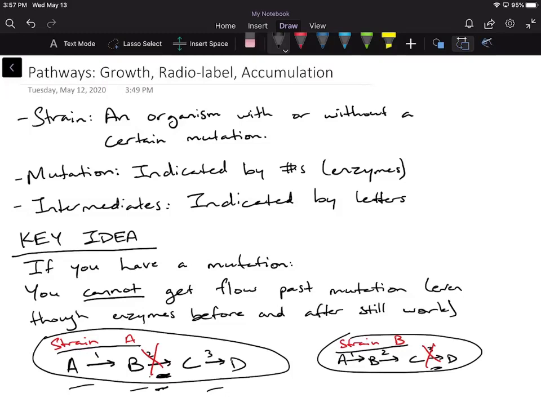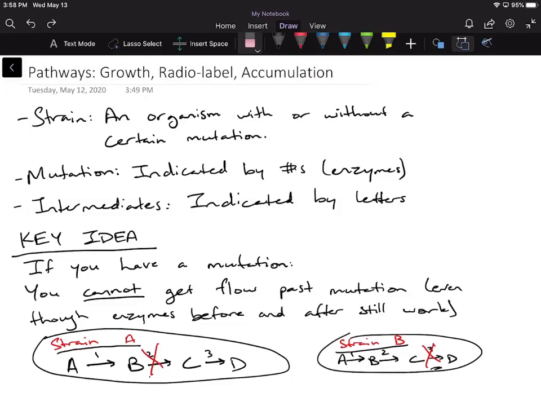So what's happening here, just to summarize exactly what's going on: strain A is an organism that has a certain mutation, and the certain mutation in this case is on enzyme 2, okay? And again, we're mutating the number because that's the enzyme, not the intermediate. And strain B, on the other hand, is mutated at enzyme number 3.